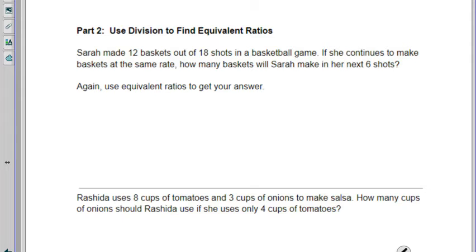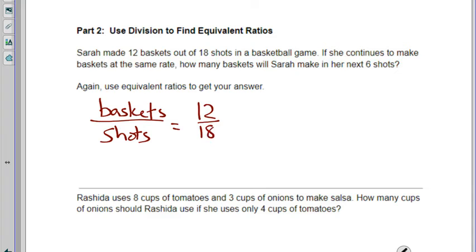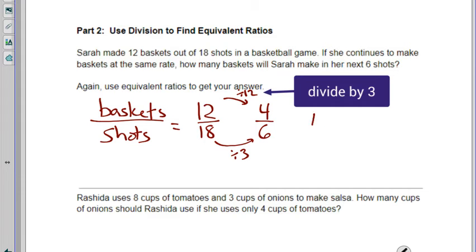So let's look at this next problem. Sarah made 12 baskets out of 18 shots. If she continues to make baskets at the same rate, how many baskets will she make in her next 6 shots? So we have a ratio of baskets to shots taken, and I'm going to just do this with words so we are clear about things. That was 12 to 18. But I want to know, what if she takes 6 shots? Just like equivalent fractions, I ask, how do I get from there to there? Well, that's divide by 3. Do the same to 12, and I get 4. So she makes, or should make, 4 baskets.